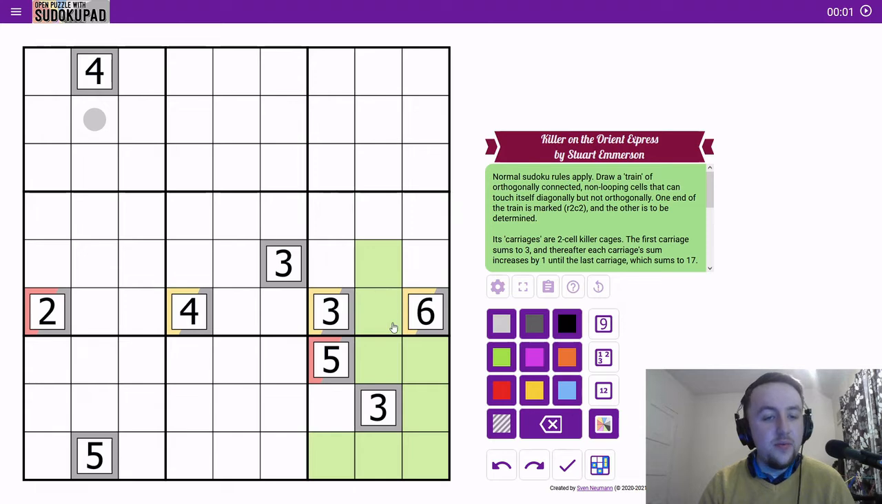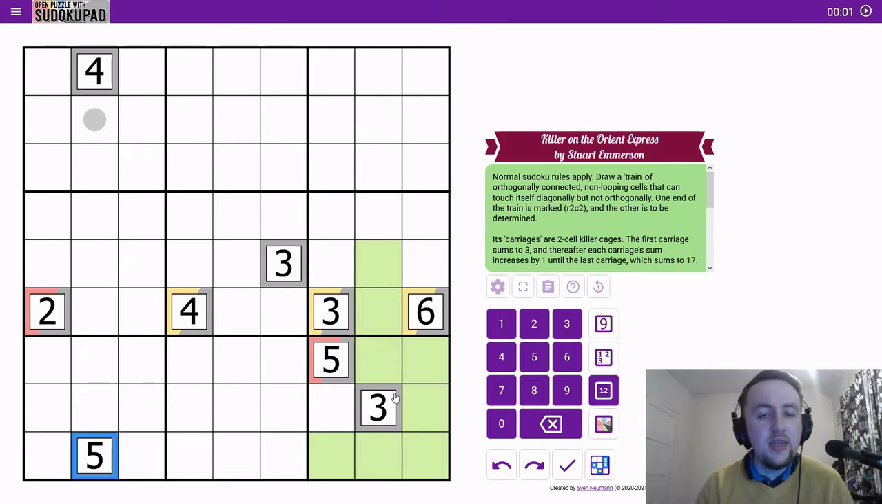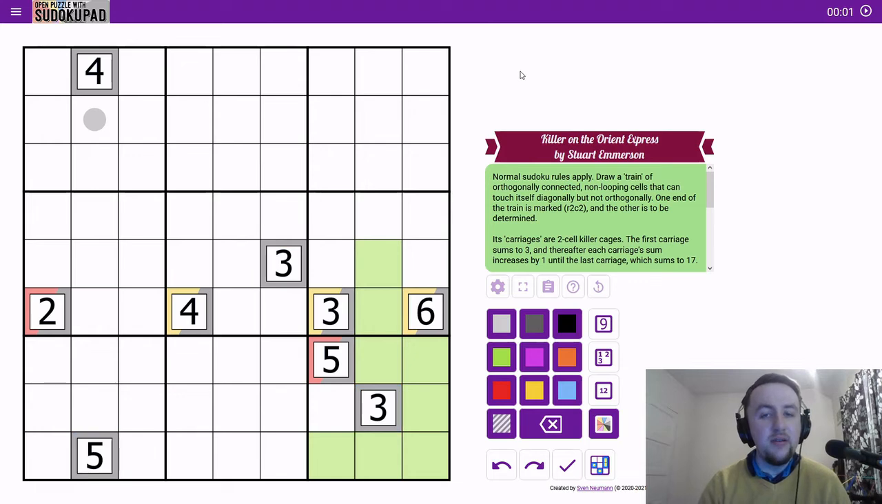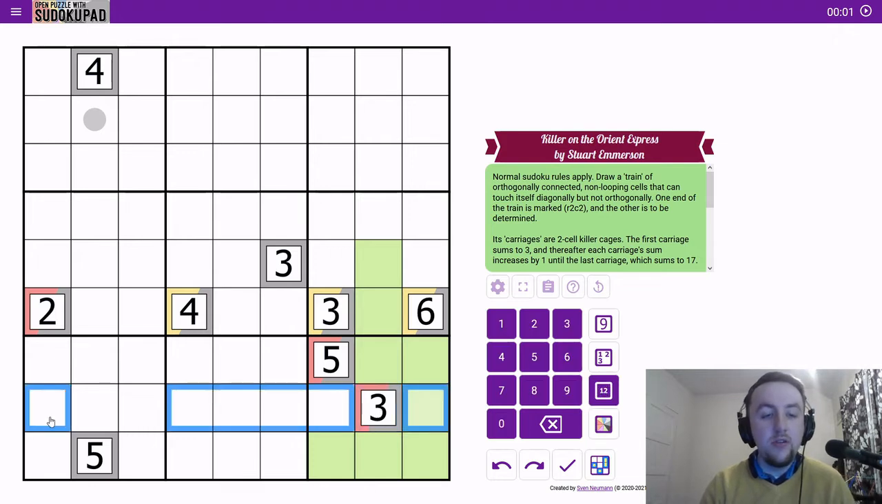Right, and then what else can we do? There is a way of working out the other 3 clues and which way they're referring to. This 3 we can work out straight away. It's already got 4 clues in the column, so there's no way it's going to be a column clue. It has to be a row clue. So that's telling us that there are exactly 3 train cells in this row. We've already got 1, so we need 2 more.